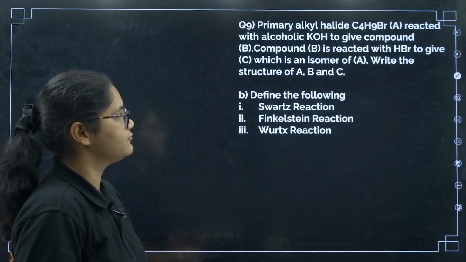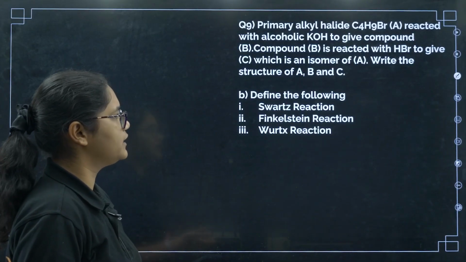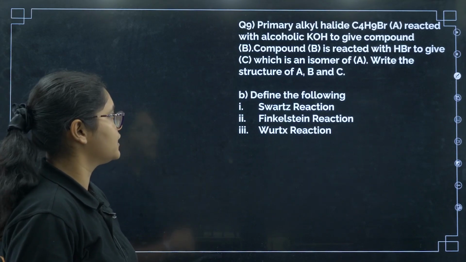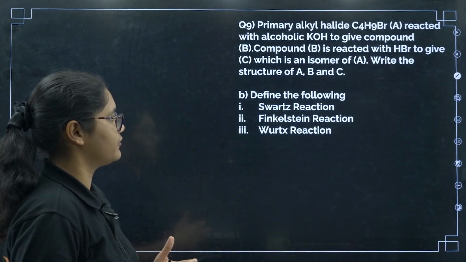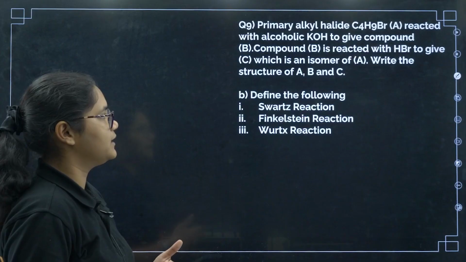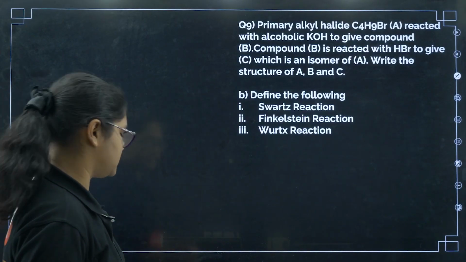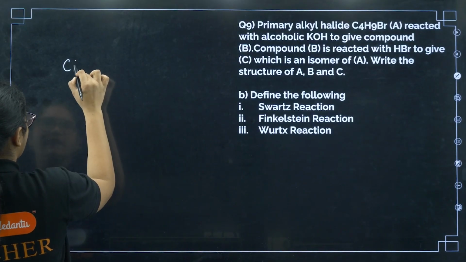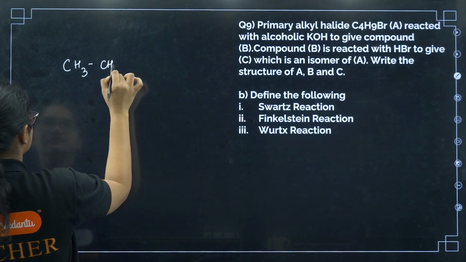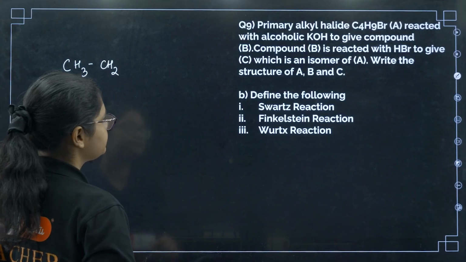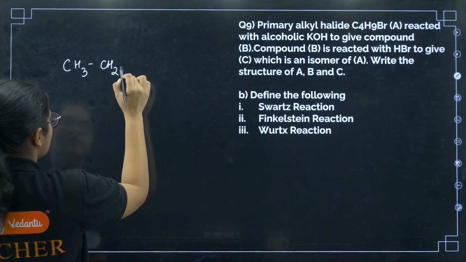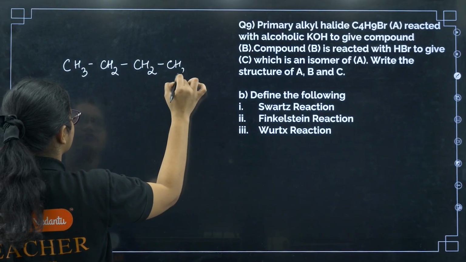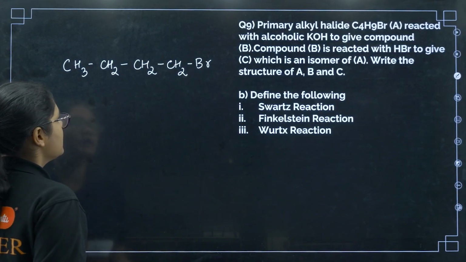Primary alkyl halide C4H9Br reacted with alcoholic KOH to give a compound B. Compound B is reacted with HBr to give compound C, which is an isomer of A. Write the structures of A, B and C. We have just done a similar question. C4H9Br, a primary alkyl halide, I can take like this: CH3, CH2, CH2, CH2 and Br.